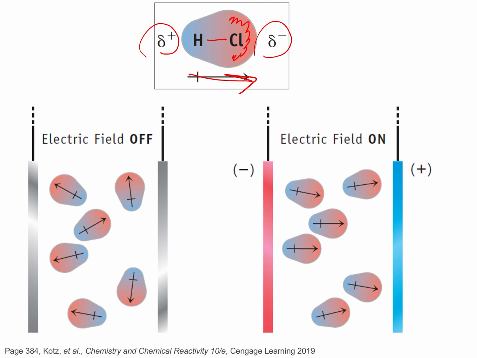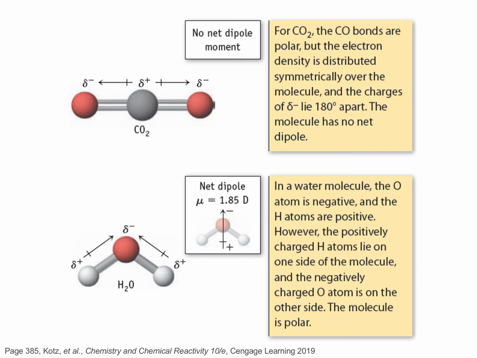So the way we can demonstrate that this is a polar molecule is you can take the HCl and you can put these in an electric field, and this is off. But when you turn it on, if this is the positive plate over here and the negative plate over here, you can see that all of the molecules line up so that all those partial negatives are attracted toward that positive plate, whereas the partial positive end is attracted to the negative plate.